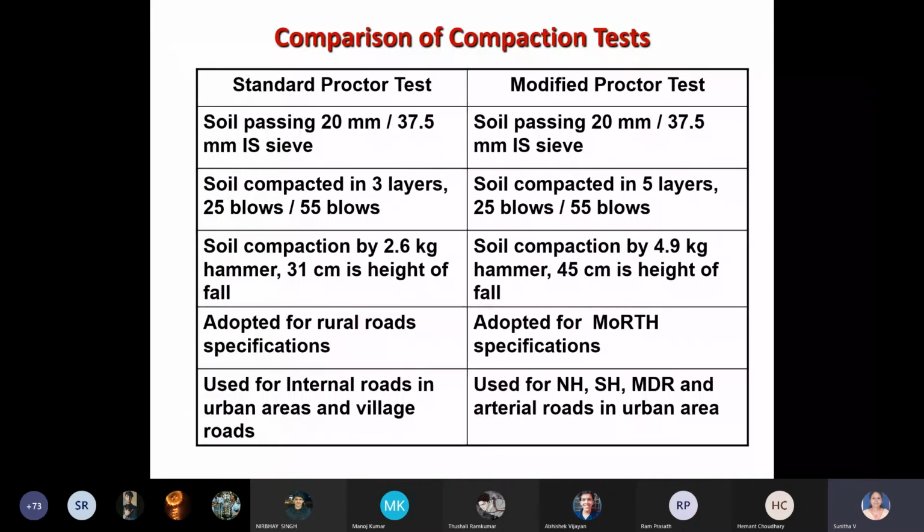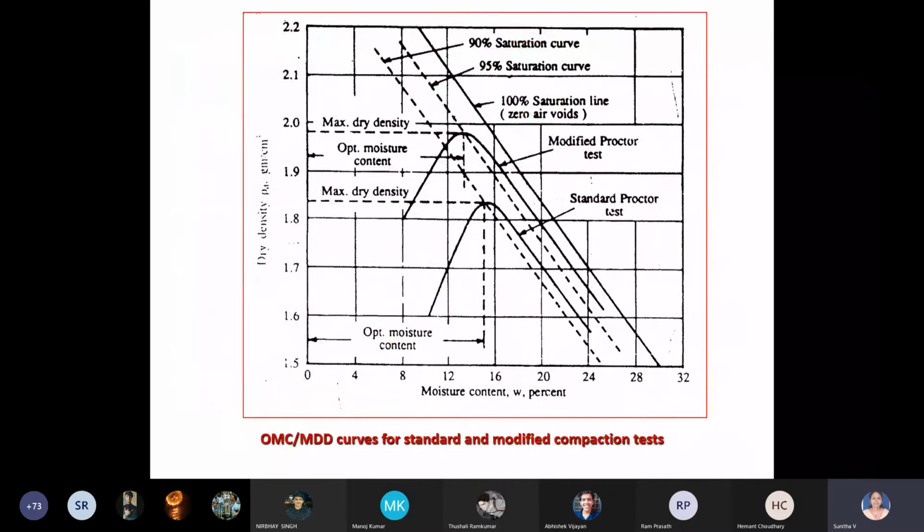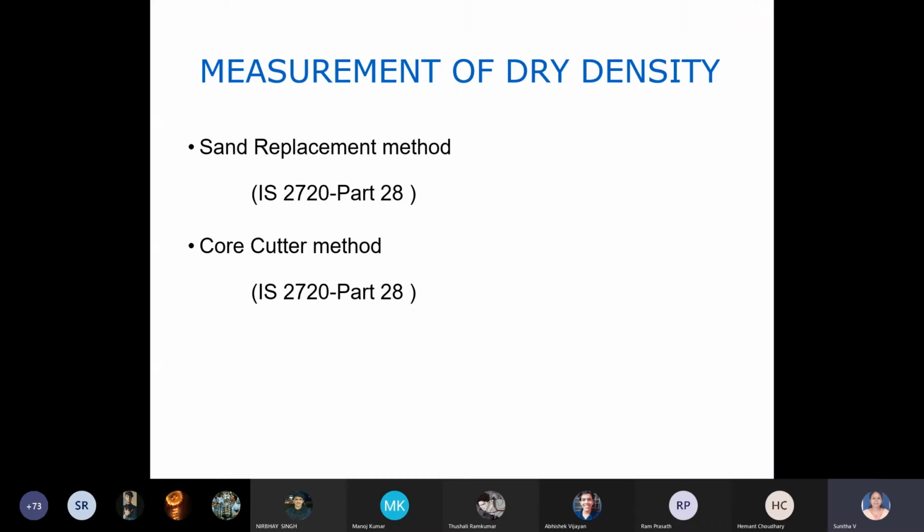We were talking about the Proctor test. In the Proctor test, we are finding the maximum dry density and the moisture content, or water content, with which you can compact the soil to get the maximum dry density. That's the optimum moisture content. So from the Proctor test, you will get the optimum moisture content and the maximum dry density. Whenever you're compacting the soil in the field, you should try to achieve this maximum dry density.